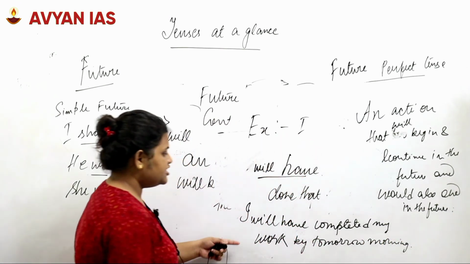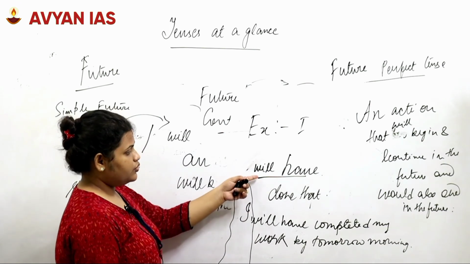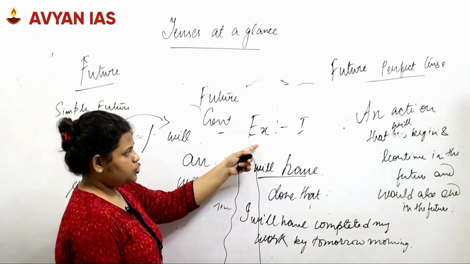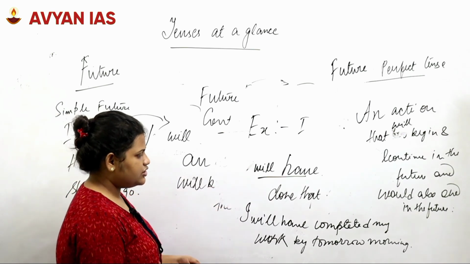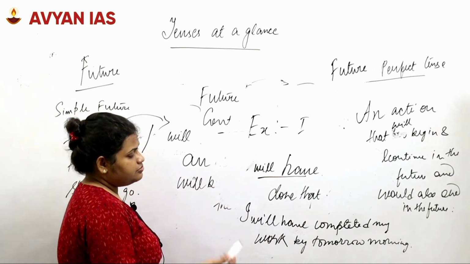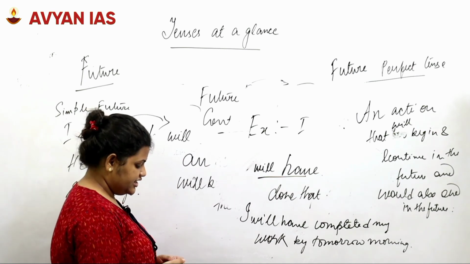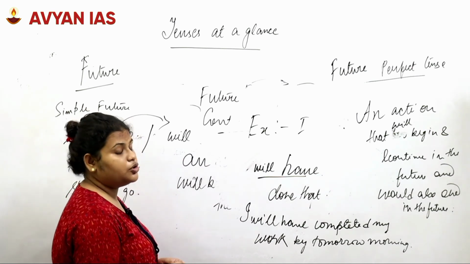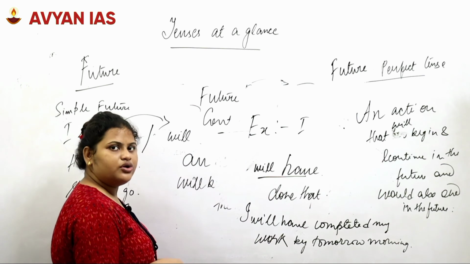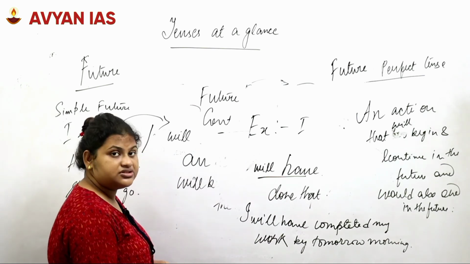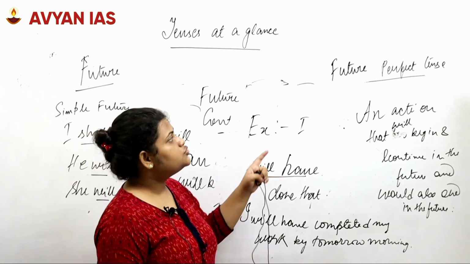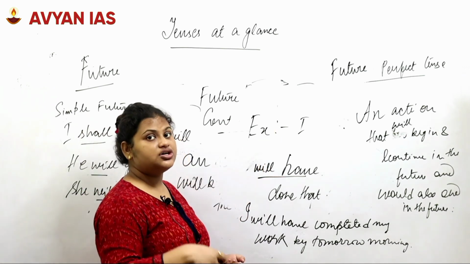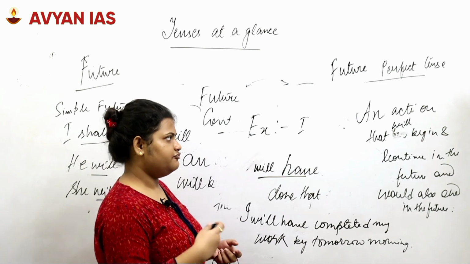In this sentence, see that I will have done that talks about the entire action happening in the future, but in the second sentence, I will have completed my work by tomorrow morning, it really does not make a very clear emphasis about whether the work has begun or is yet supposed to begin, but it talks about a completion which will happen in the future, and that is precisely the utility of the future perfect tense, the completion of an action in the future.